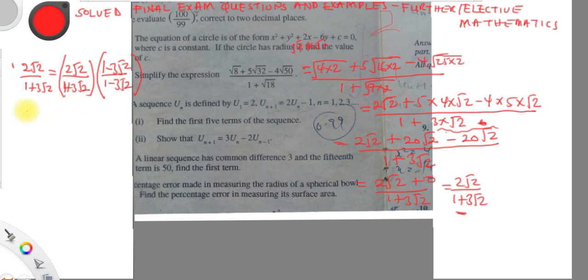Multiply this. So it is equal to what? What do you get? You get 2 root 2.